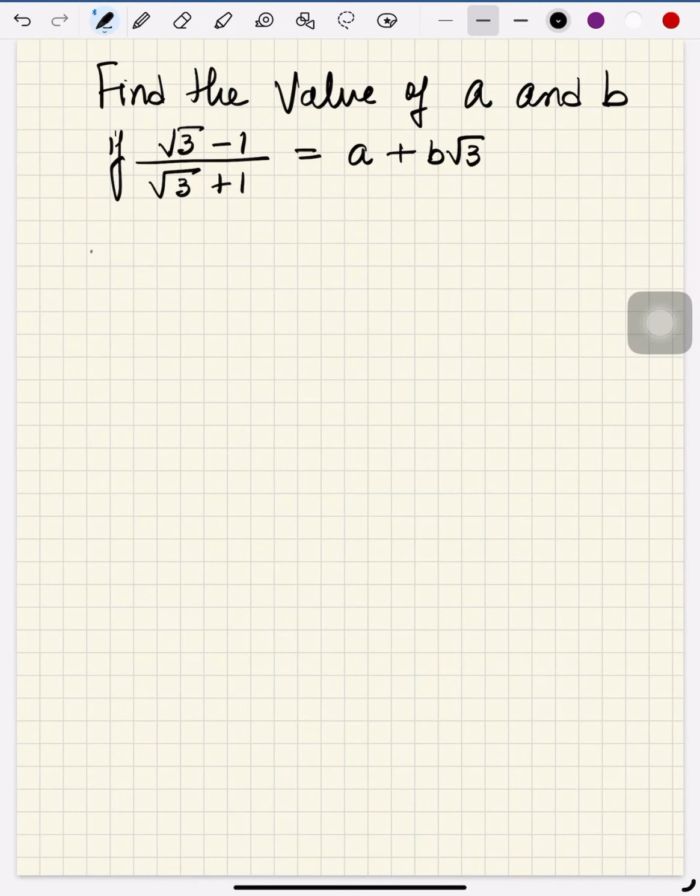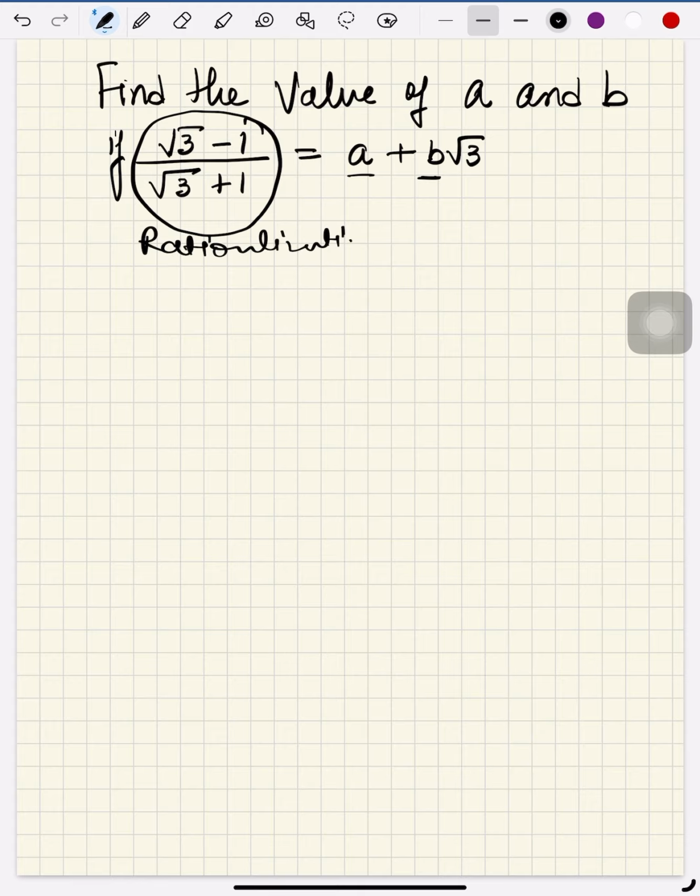Hey guys, you can see this question. I don't know if you find it difficult. It takes lots of steps to solve it, maybe, but it's not hard. The thing is to find out the values of a and b in this question. That is equal to root 3 minus 1 over root 3 plus 1. This is always solved by rationalization.